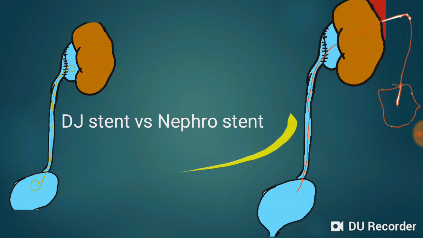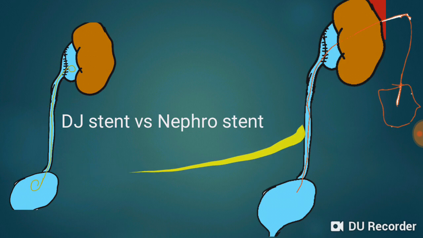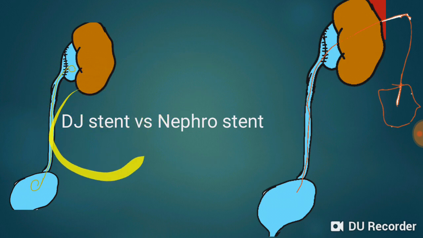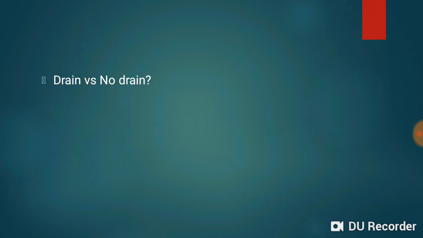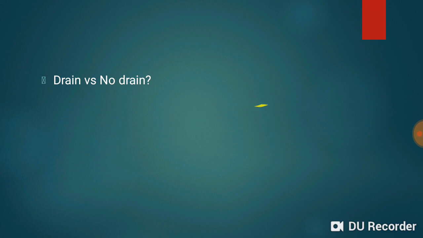But since anesthesia is getting more and more advanced, and pediatric anesthesia is improving day by day, people are moving more towards the DJ stent, which is less cumbersome. Now next is whether to put a drain or no drain. The advantage of the drain is that if urine collects there, we can always identify it and it can be drained. But it means again more postoperative days.